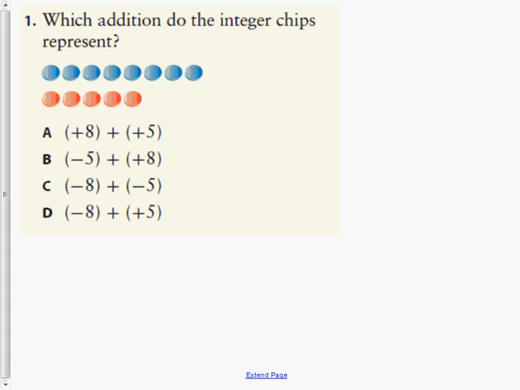So these are negative, so this really represents negative 8. And this represents a positive 5. So if we think about what addition statement, it would be a negative 8 plus a positive 5. Or we could also say negative 8 plus 5, because this is addition, and if there is no integer sign associated with the 5, it's assumed to be positive. So both of those are correct.